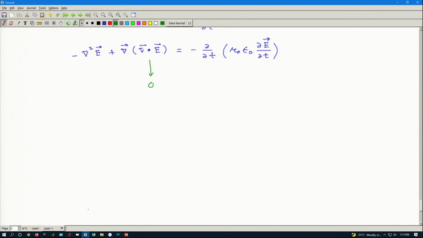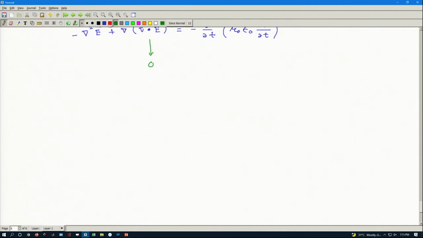Now, in free space this quantity is 0, because there is no source term in free space and divergence of E should be 0. If we make this term equal to 0, the rest is minus grad square E is equal to minus mu 0 epsilon 0 del 2 E del t square. So, I can make it plus on both sides. So, this equation exactly looks like a wave equation.